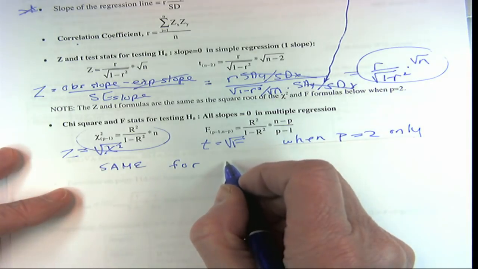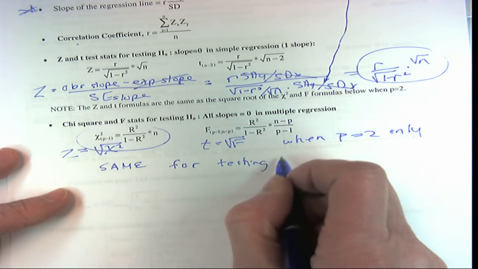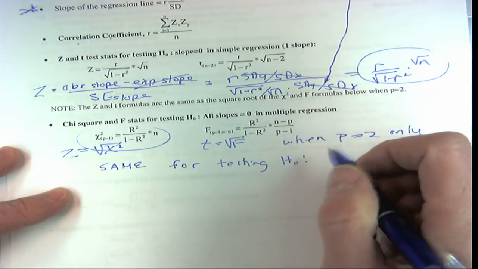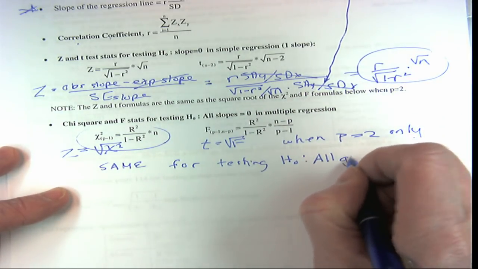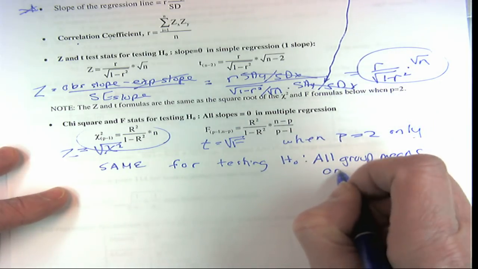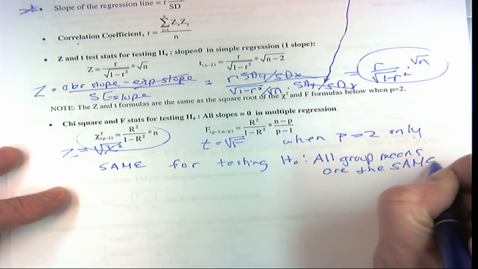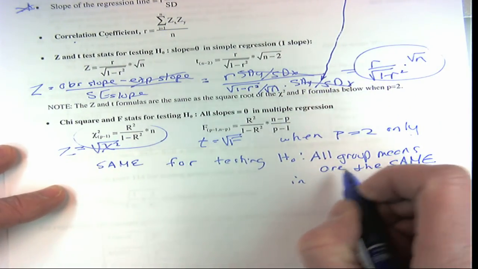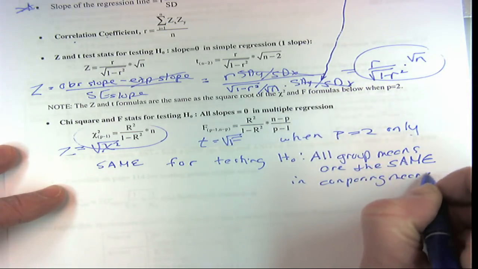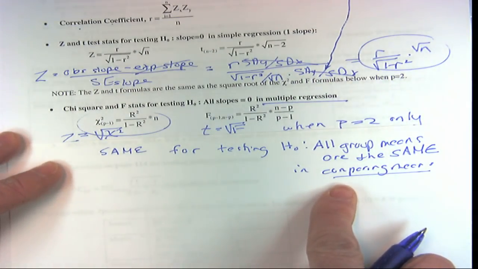for testing, the same thing. H naught, what? That all group, instead of all slopes are equal to 0, all group means are the same. All group means are the same. And the only thing that's different is in comparing means. So this is for regression, and this is for comparing means. They're going to be exactly the same.